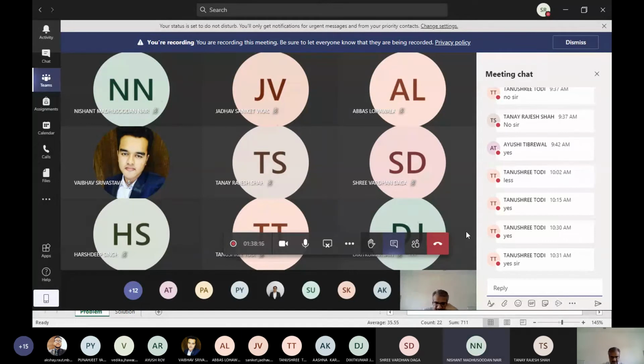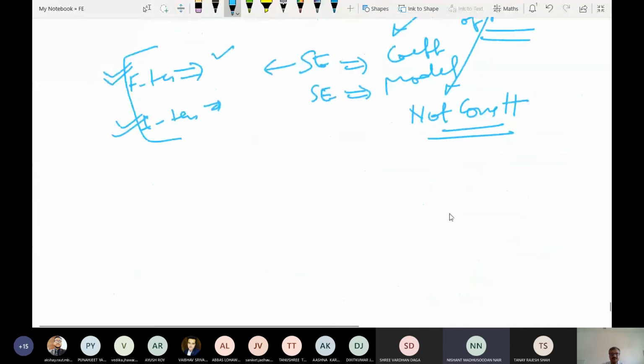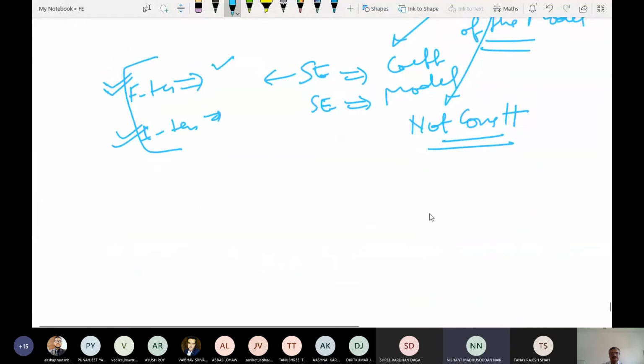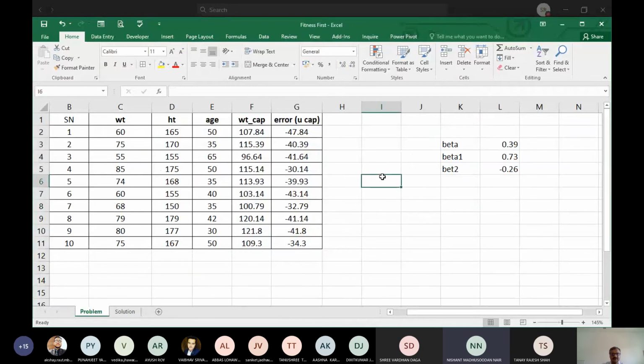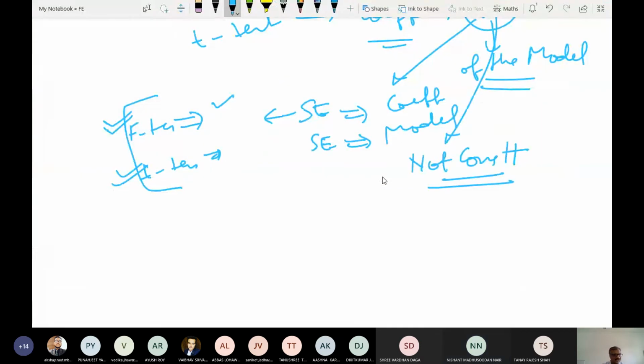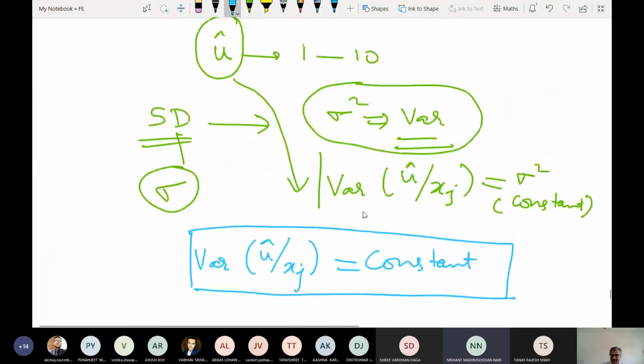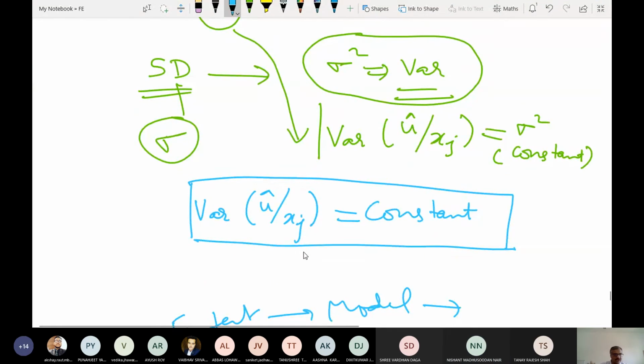Sir, I want to ask a question. Please go ahead. In that Excel sheet, you calculated U for each of the observations, and you just pointed out that the U is different for each observation. It is not the same, but you said that the variance of these values should remain constant. Conditional variance. Please pay attention. Variance can be straight away calculated. But when we say conditional variance, then we have to stop. We can't do that calculation in that simple way. But everything can be calculated.